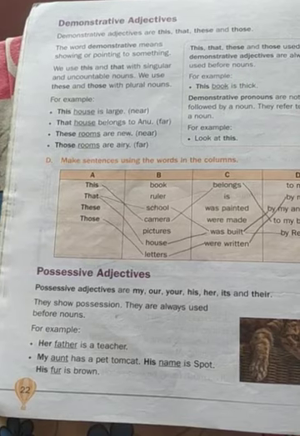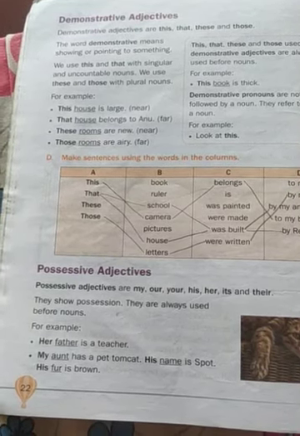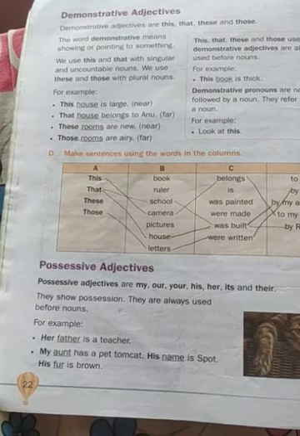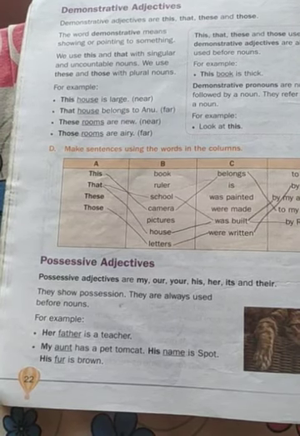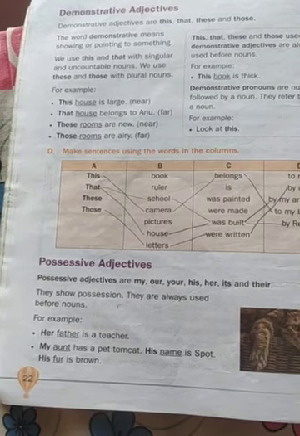For example, this house is large, which is near. That house belongs to Anu, which is very far. These rooms are new. They are near. And those rooms are airy. They are very far.